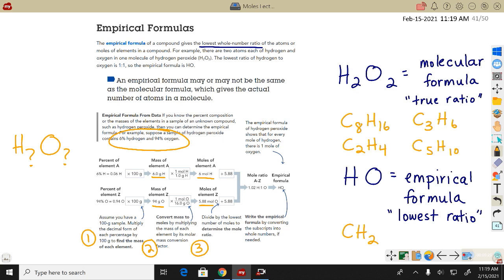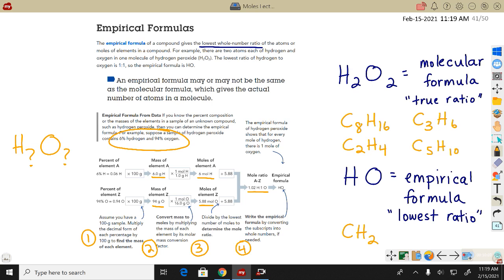So now I get a ratio that's like 1.02 hydrogen to 1 oxygen. And that's close enough to a whole number ratio. And so then that's step 4. Now we can write our empirical formula. This ratio of moles becomes our subscripts in the formula. So if you've got 1.02, that's close enough to round to 1. So the 1-to-1 ratio would just become HO. That's my empirical formula, my simplest ratio, my lowest ratio of elements.